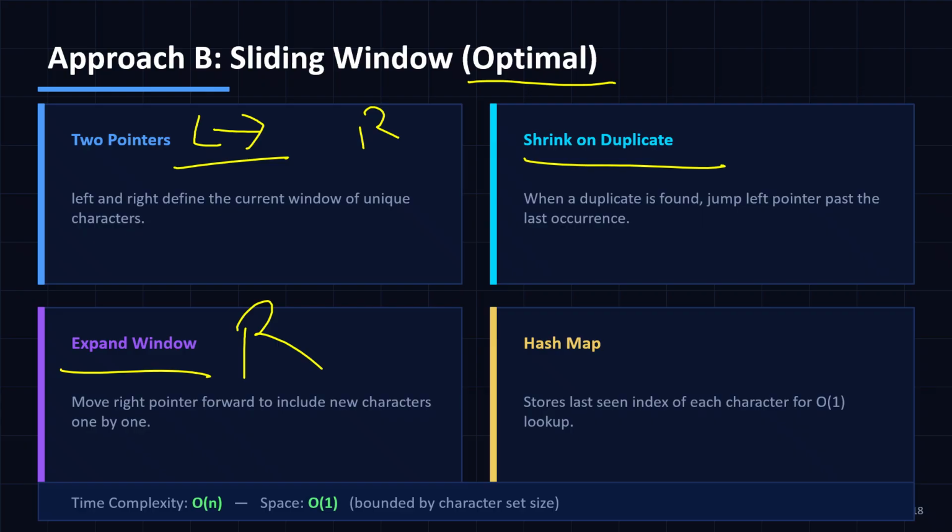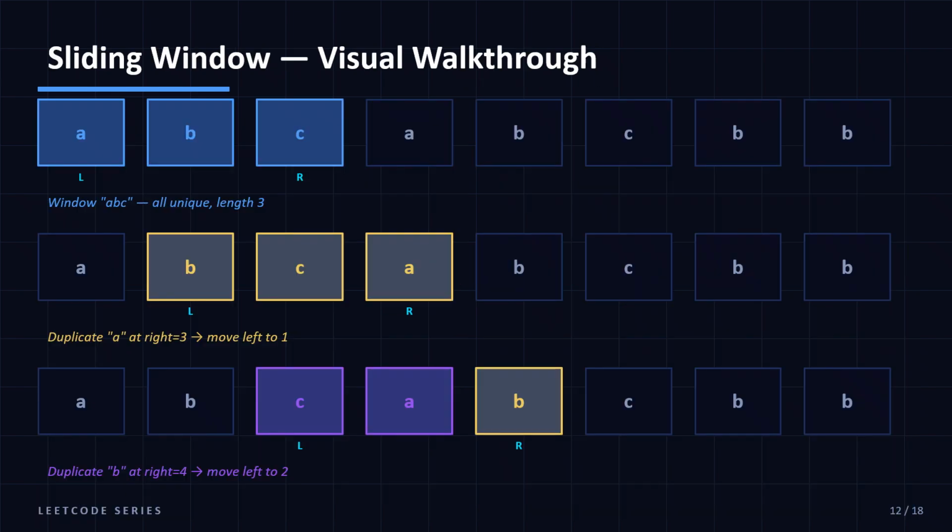And for the traversal of our string, we are going to use a hash map because this makes our work easier. This makes traversal easier. We have seen this in previous problems as well. This is the visual walkthrough of our sliding window, the approach that we are using here: A, B, C, A, B, C, B, B. This is our very first example that we took in the beginning.